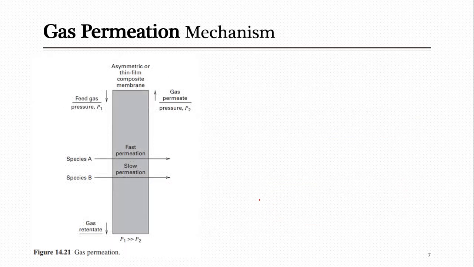Let's look at one of the membranes, like we have seen for reverse osmosis. Here we consider an asymmetric or thin film composite membrane. And you remember what this means? Asymmetric means it will contain one top layer, that is the dense membrane, the active layer, and then there is a porous membrane below this, which is used for supporting the top layer.